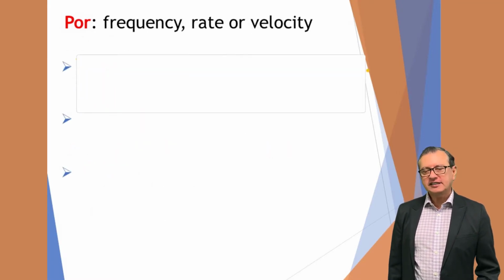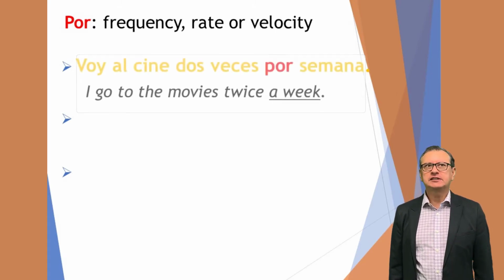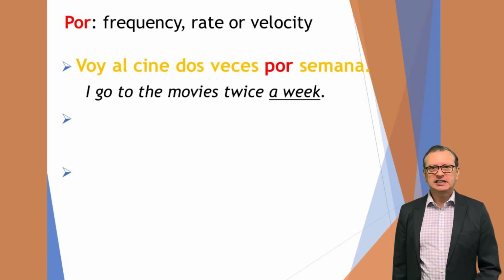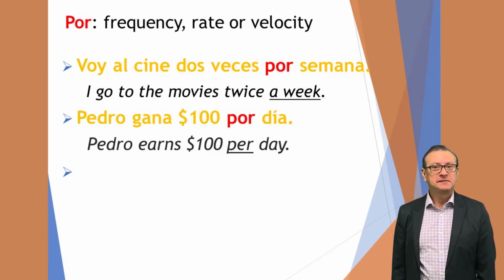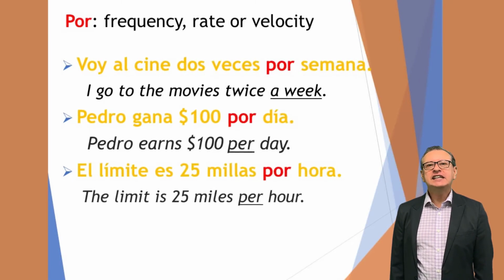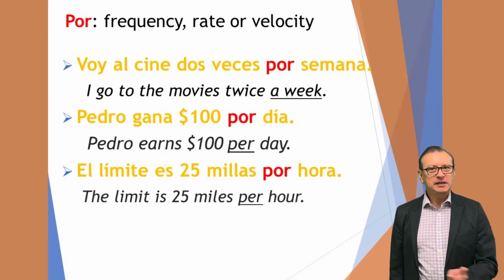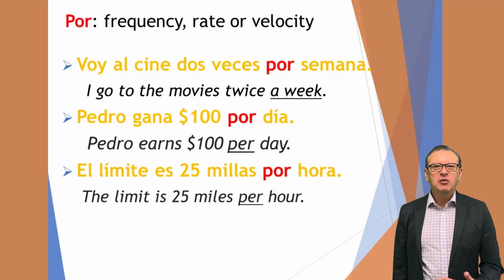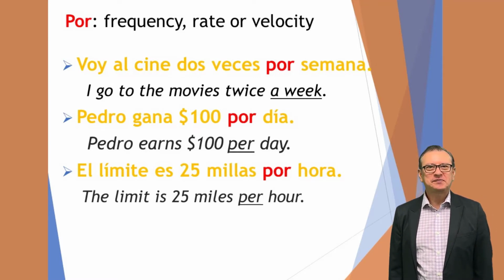Frequency, velocity, or sometimes rates as well. Take a look at specific examples. Voy al cine 2 veces por semana. That's the frequency when I go to the movies. Pedro gana $100 por día. That's the rate of someone's pay. El límite es 25 millas por hora. That's the speed limit. So when you say by hour, by mile, etc., you need to use por.